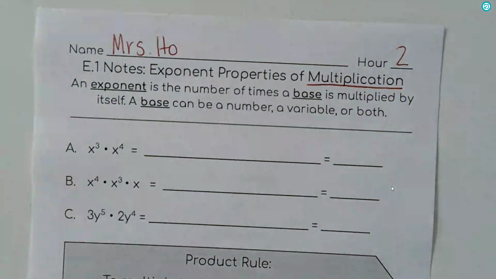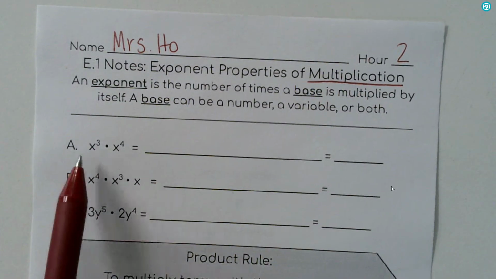So the first thing that's important that we know about exponents is what they are. An exponent is the number of times a base is multiplied by itself. So x to the third means x times x times x. It's x multiplied together 3 times. X to the fourth means x times x times x times x. A base can be a number, it can be a variable, it can be both. We're going to start with our first ones as just variables.